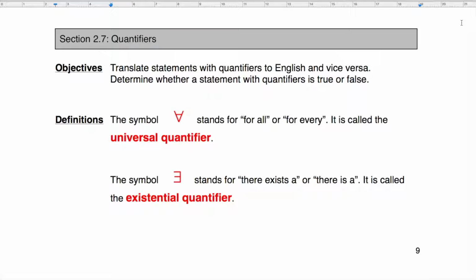So there are two of them. One of them is called the universal quantifier, and one of them is called the existential quantifier. The universal quantifier is written with a turned A, and it stands for all or for every. The existential quantifier is a turned E, and it stands for there exists or there is a something.